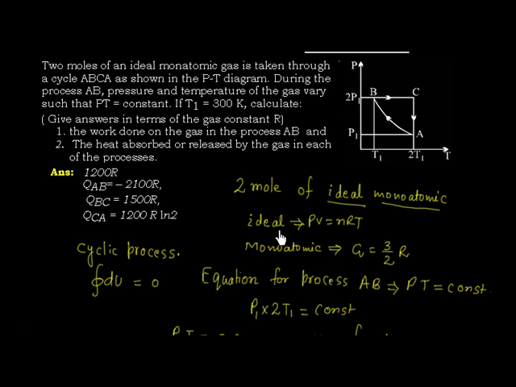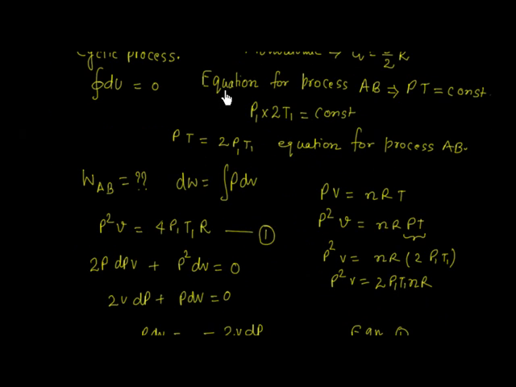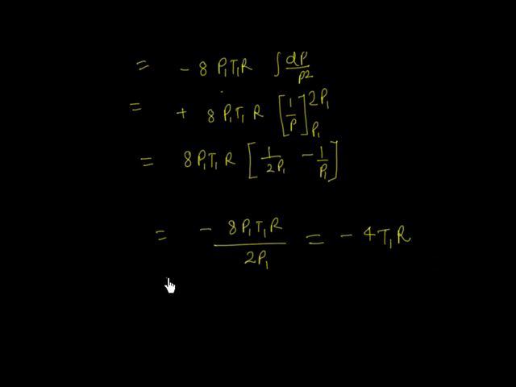Now you see the question says what is the value of work done. R is given to you. Basically you have to answer in terms of R. T1 is given to you, so 300 Kelvin. If you plug this value, this becomes 4 times 300, which is 1200. So minus 1200 R. So this is the work done by the gas.